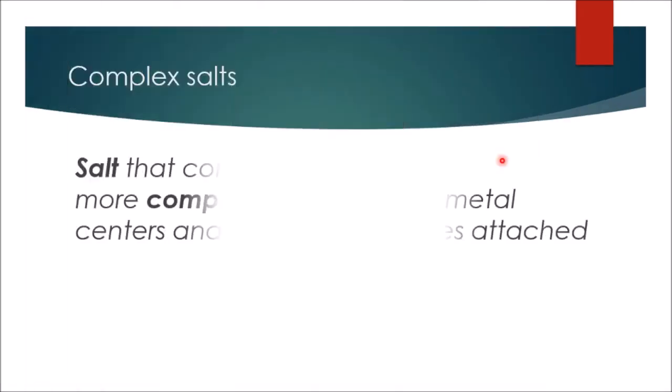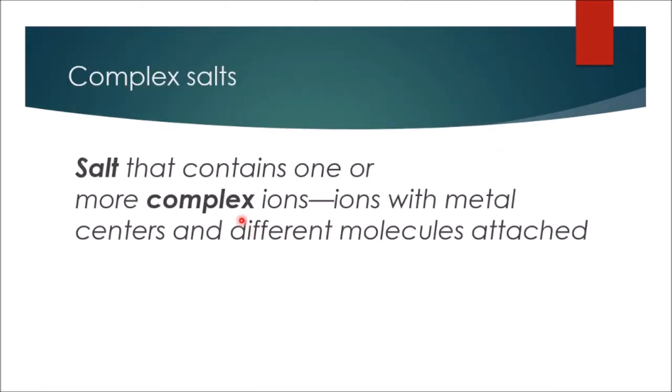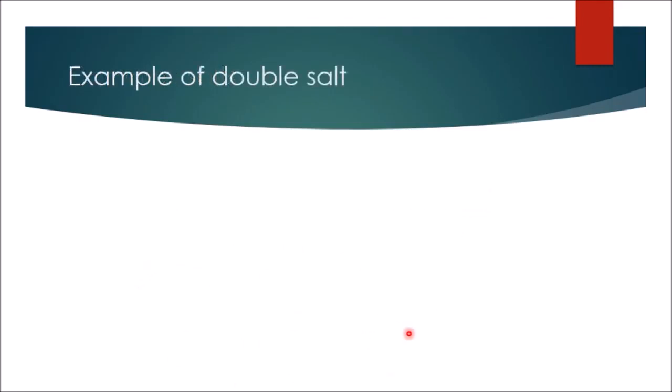Complex salts क्या होते हैं? Complex salts are the salts in which you have complex ions. Now what are complex ions? Complex ions are formed by a metal surrounded by different molecules. Okay, एग्जाम्पल देखते हैं इसकी.